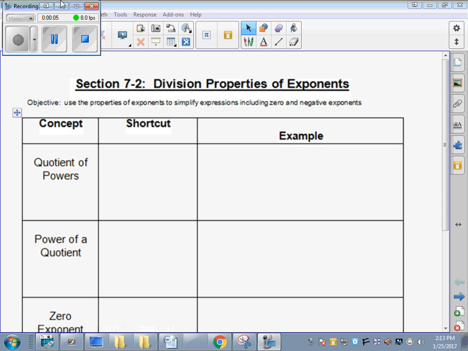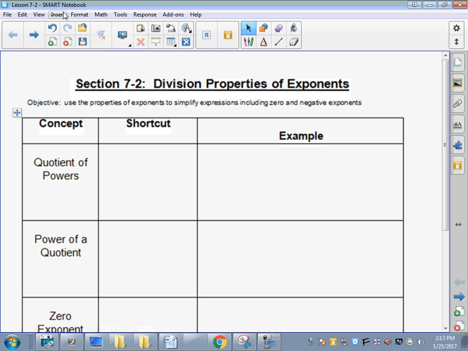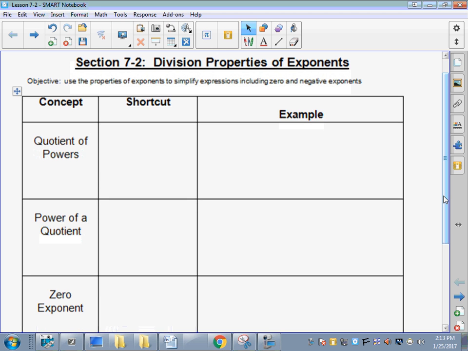We're on Section 2. So we're going to talk about dividing. So in Section 7.1, we multiplied, we got rid of parentheses, we knew what to do when we had a power to a power, or when we had like x to the second times x to the ninth. Now we're going to talk about what to do when we're dividing. So we're going to have fraction bars in these problems.